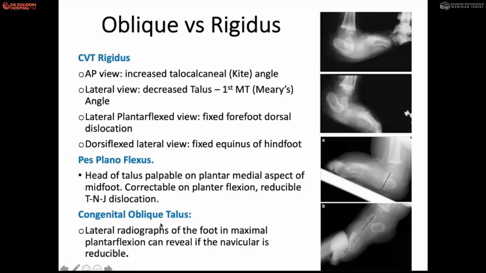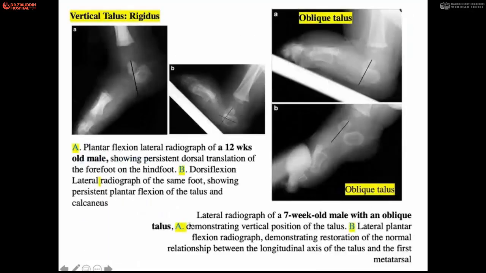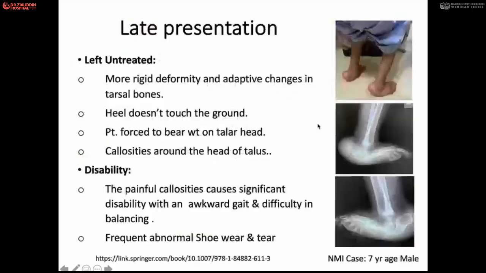And in the congenital oblique talus, the lateral radiograph of the foot in maximum plantar flexion can reveal whether the navicular is reduced with force. Here, very little force is applied, here more force is applied, but it is reducible. So here are two examples of rigidus and oblique talus. Here you can find the vertical talus axis; even on the plantar surface, they are not matching. And here is the dorsiflexion view. But in the oblique talus, when you reduce with plantar flexion, they match each other: the talar axis matches with the first metatarsal axis. So these are two differences.